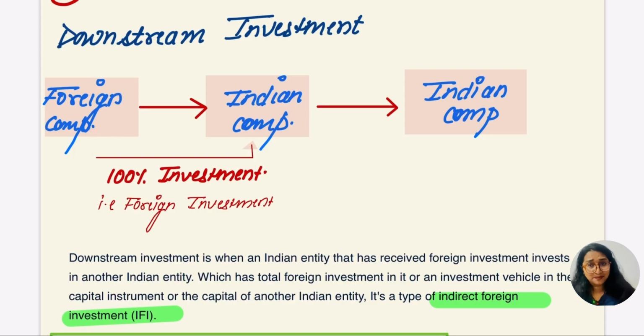You know this much already, but there is something new. Here the Indian company is going to invest in another Indian company. So here let me write, this is ABC Limited.